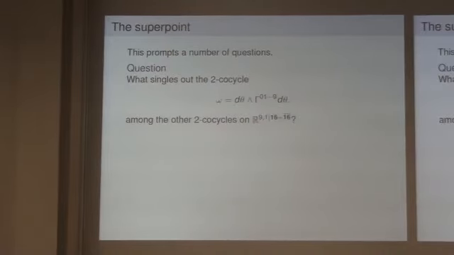So this story prompts a number of questions. One question is, what singles out this weird 2-cocycle that I just wrote down? You'll notice that I'm suppressing the spinor indices, the alpha and beta, now. I'm going to do that for the rest of this talk. That's typical physics notation. What singles out this 2-cocycle among other potential 2-cocycles on 10-dimensional spacetime? And the answer is that it's invariant under the spin group.